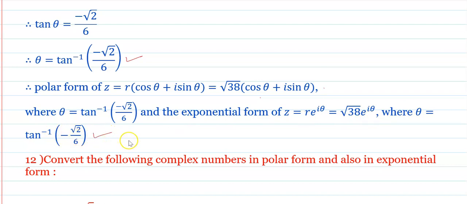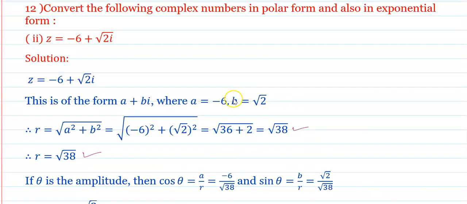Okay. And in this way, this is the exponential form. Theta is the amplitude. And this is the polar form. Easy question, though.